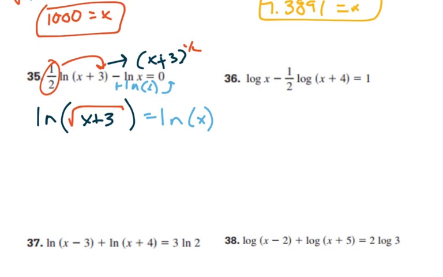Now if we understand how we solve equations, if I have a natural log on one side and a natural log on the other side, I can undo those natural logs. I can take e to it and e to the next one, which will cancel the natural logs and leaves us with the square root of x plus 3 equals x. So, how do we solve this? Well, let's undo the square root by squaring. And so x plus 3 is going to equal x squared.